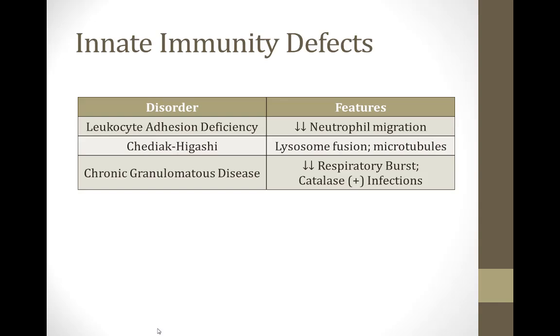That's the last of our immunodeficiency disorders, and let me just finish with this summary slide. Most of the disorders we've discussed in this module are disorders of adaptive immunity. They are problems with B cells or T cells or antibodies. But the last 3 disorders we discussed are all problems with innate immunity. So in the leukocyte adhesion deficiency disorder, you have decreased neutrophil migration. In the Chediak-Higashi disorder, you have a failure of lysosome fusion from a microtubule defect. And in chronic granulomatous disease, you have loss of the respiratory burst and catalase positive infections.